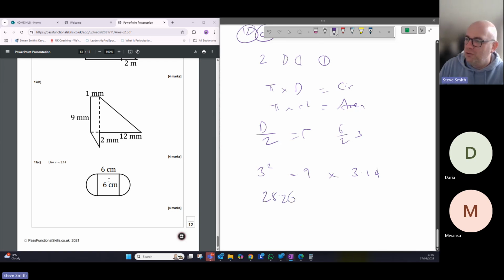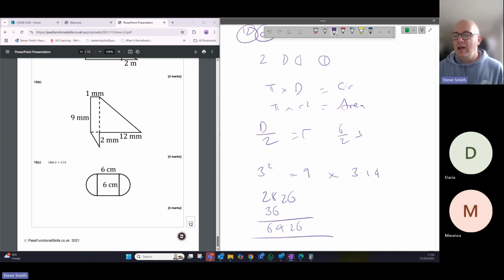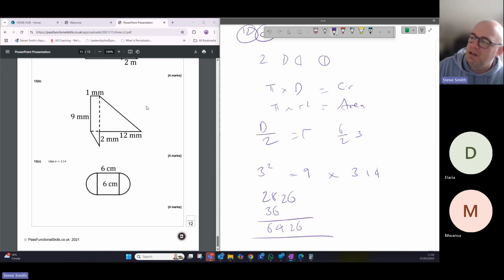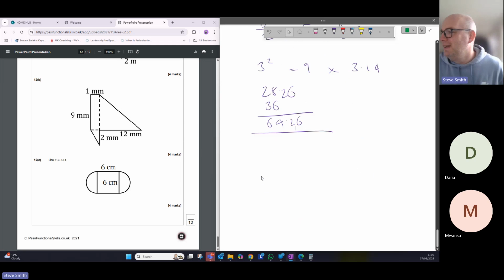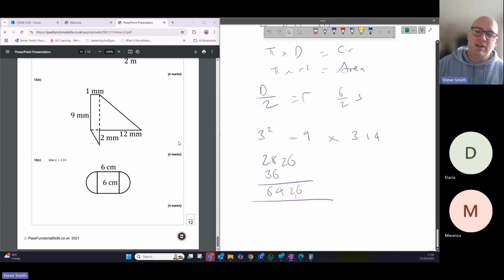28.26 for my two circles. Add my 36 as a bit in the middle. And I've got 64.26. And with that fabulous end to the session, we've done some shapes today.